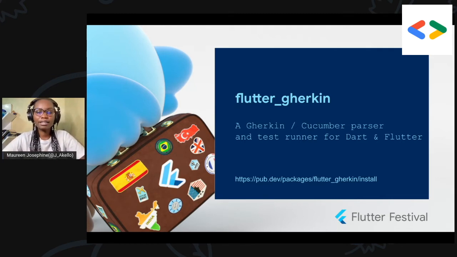So the Flutter Gherkin plugin is a Gherkin-style cucumber parser, and it tries to be a test runner for the Dart and Flutter application that you have. What it does is parse whatever tests you've written within your application and translate them into a readable form, such that when you run this application, it runs whatever tests you wrote, and you get an output of what you are expecting.